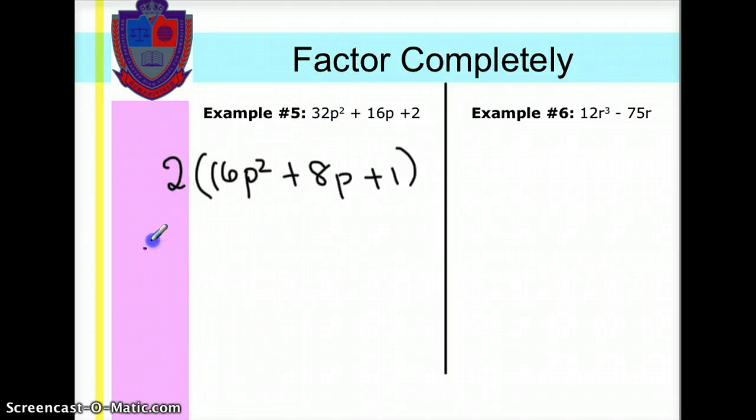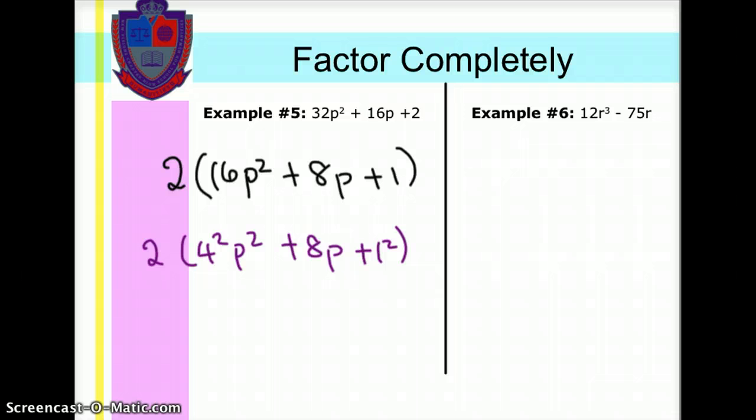Good. So this I can rewrite as 4 squared p squared plus 8p, and square root of 1, I can write it as 1 squared. It doesn't really matter. Then I'm going to check. This is 4. This is 1. It has a middle term. So let's see. 4 times 1 is 4. And if I multiply by 2, I get 8, which is what I'm looking for.